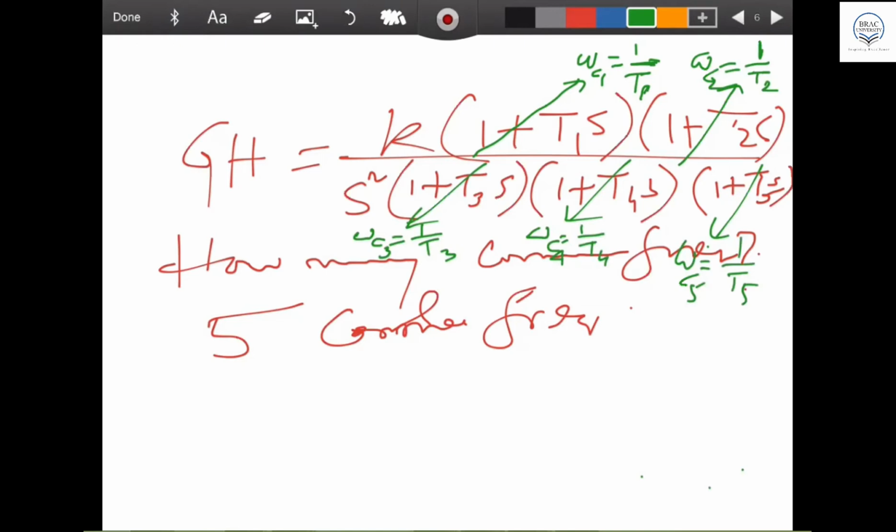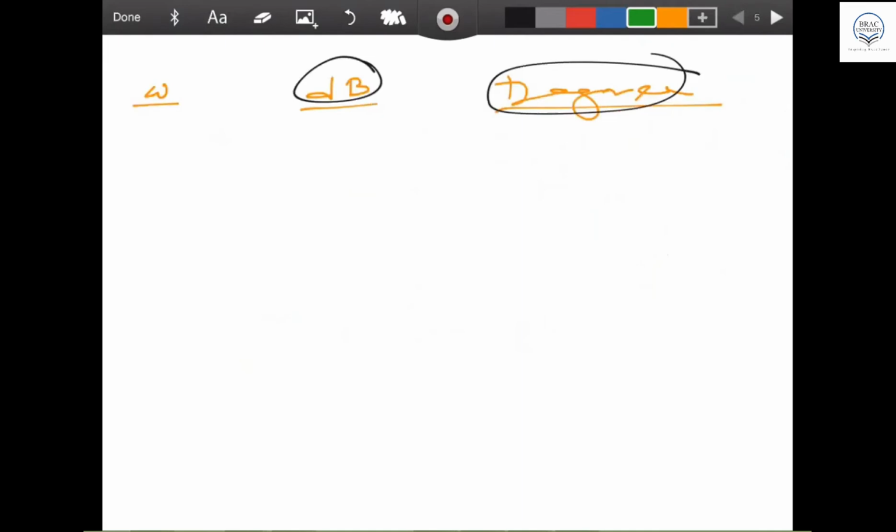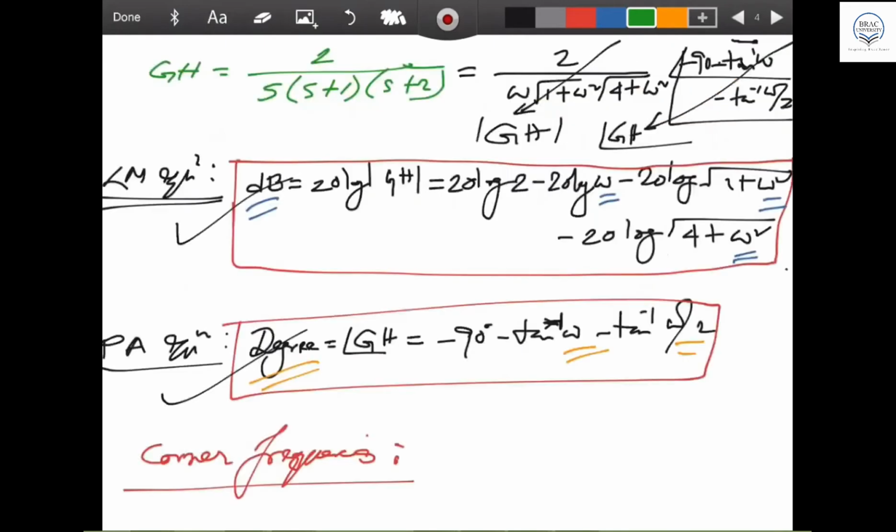If you follow that, what will the corner frequencies be in our case? Can anybody tell me how many corner frequencies there are? Two. Good. Two corner frequencies. One corner frequency is coming from here, and another is coming from here. So you can say this is omega C1 and this is omega C2. These two corner frequencies you can consider.